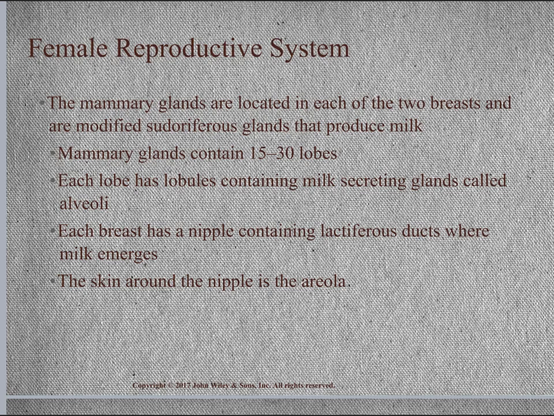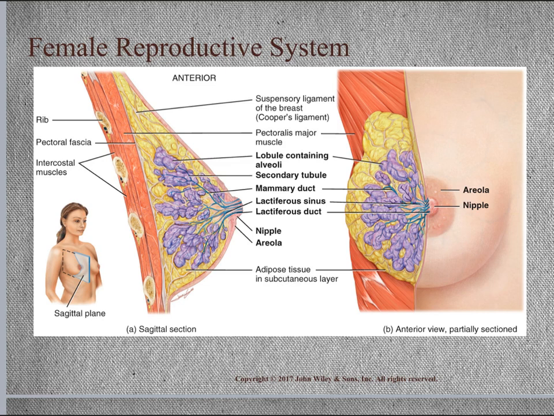The roughened, bumpy skin around the nipple is the areola. The areola is roughened and bumped to increase surface area so that a baby has some traction to attach during breastfeeding. Let's put it to picture.